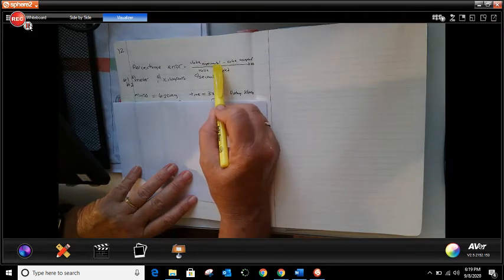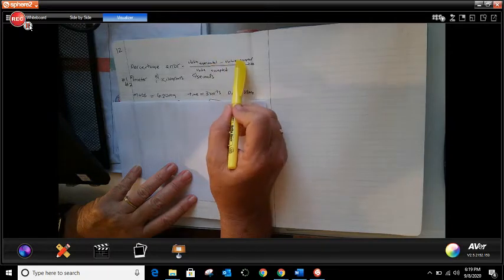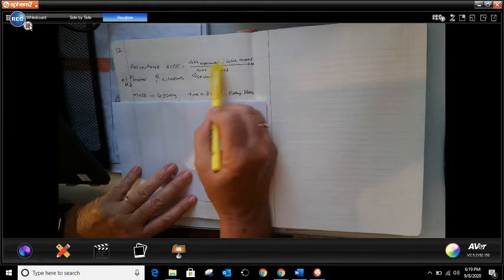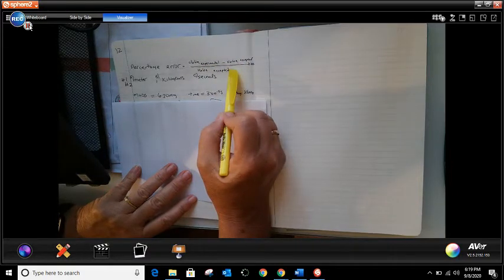So if you got 10 liters in your experiment, but the value expected was supposed to be 1 liter, this is what you would use for that. Now I'm going to do the review questions that are at the end of this section. So let's look at them.